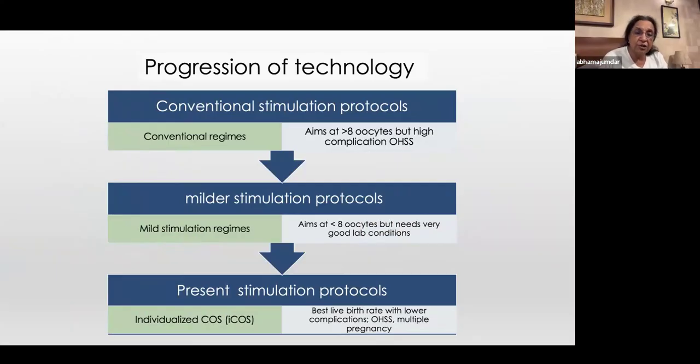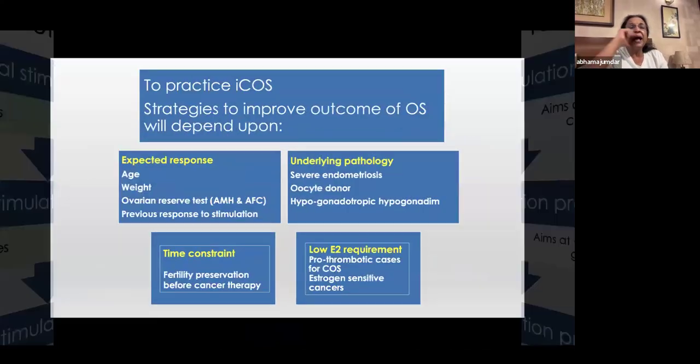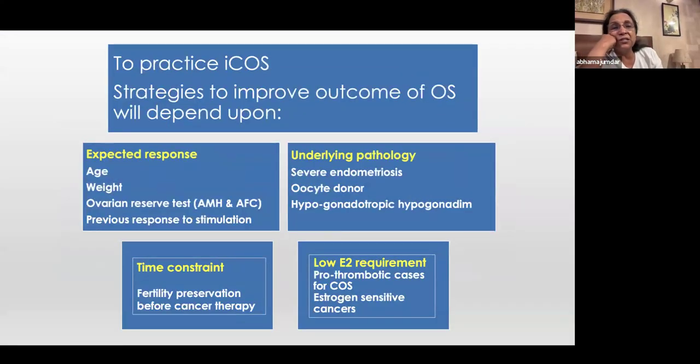And then the present stimulation protocol, which is individualized controlled ovarian stimulation, which leads to the best live birth rate per started cycle with lower complications in terms of OHSS and multiple pregnancy. So to practice individualized controlled ovarian stimulation strategies, we needed strategies. How do we do it? So what I am going to talk about is expected response.